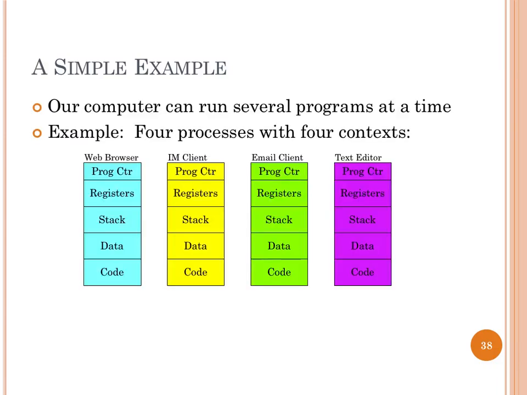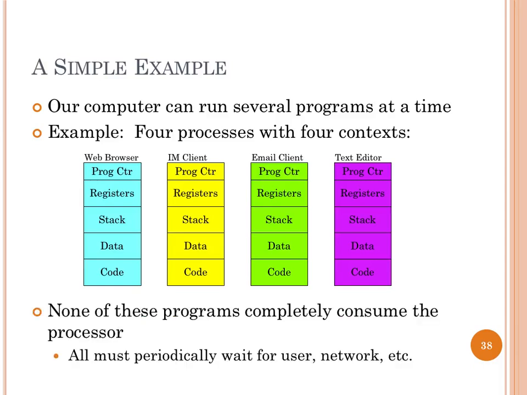So we have several programs running at a time. We're going to keep a simple example. Web browser, instant messaging client. Now everybody uses Facebook Messenger. I suppose that's not necessarily a thing anymore. These are all becoming your web browser, right? Email client and text editor. What's the common theme amongst all these programs? They all wait a lot. They wait on different things, interestingly, but they all wait a lot. Okay?